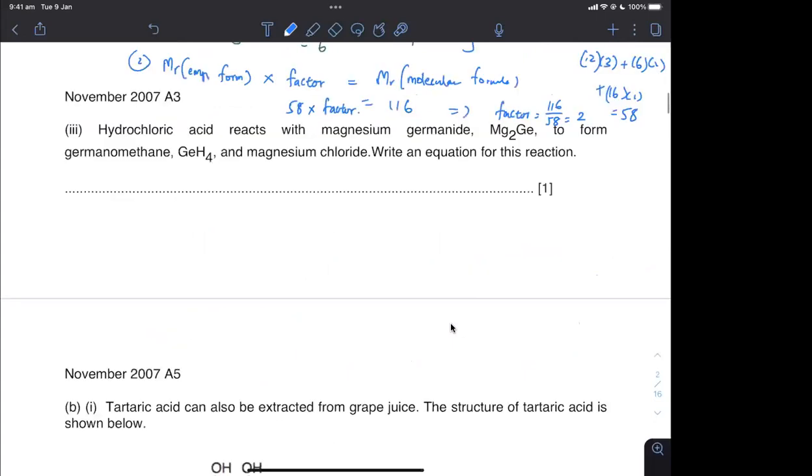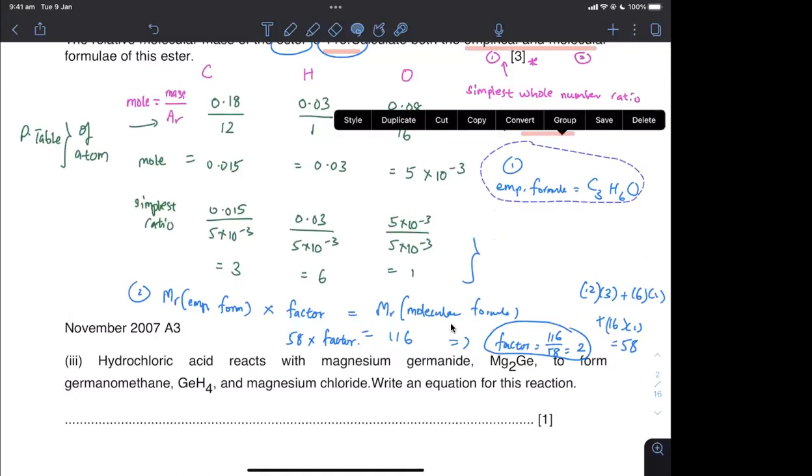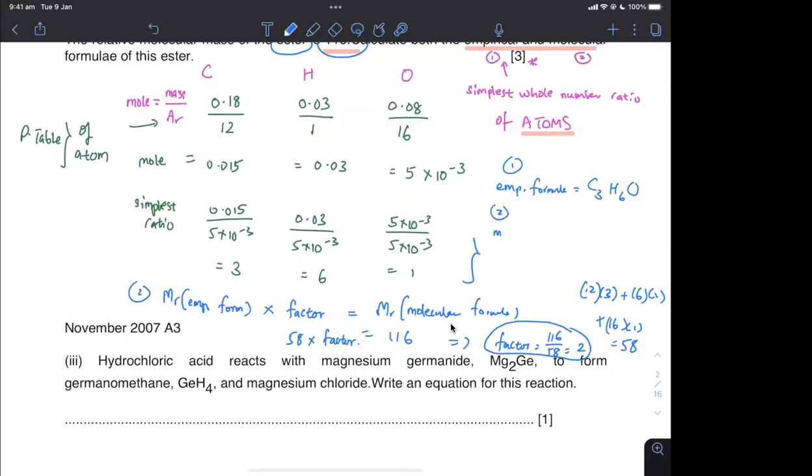Oops, sorry, I'm running out of space here. Your factor is 2, but they want the molecular formula. Your factor being 2 does not mean that your molecular formula is 2. It means that your molecular formula is going to be 2 times the whole empirical formula. So put the whole empirical formula in a bracket and then multiply the whole thing by 2. 3 times 2 is 6. 6 times 2 is 12. Oxygen, 1 times 2 is 2.